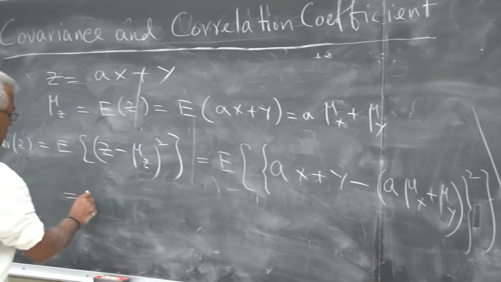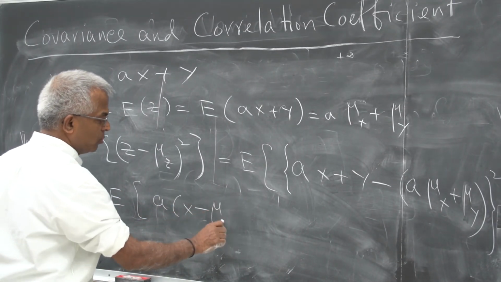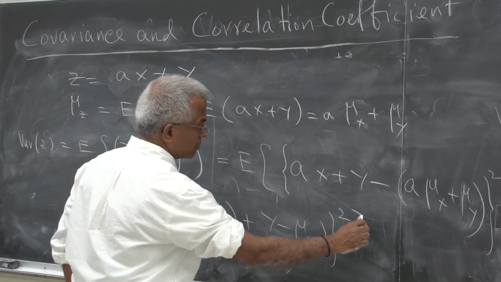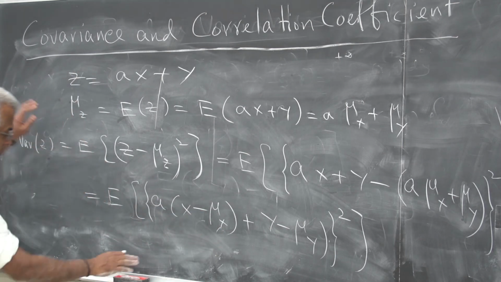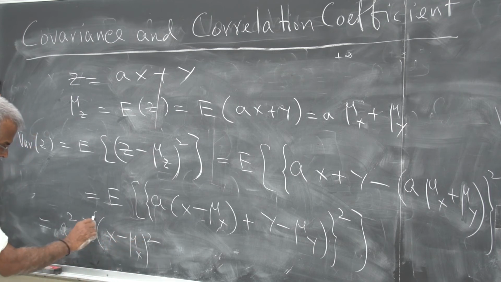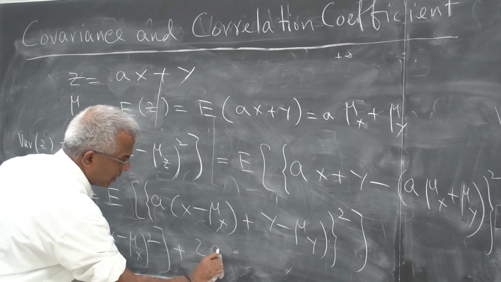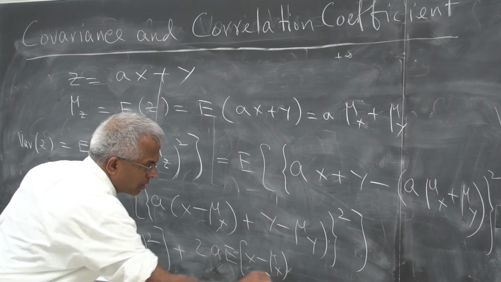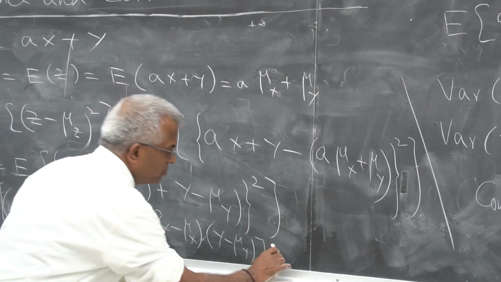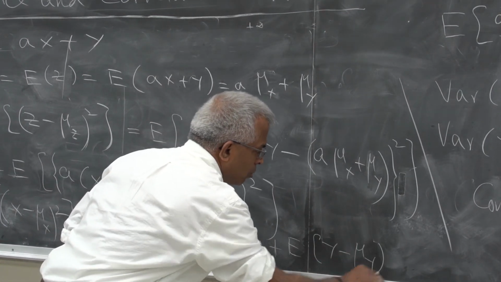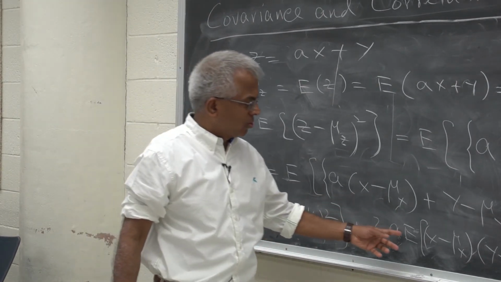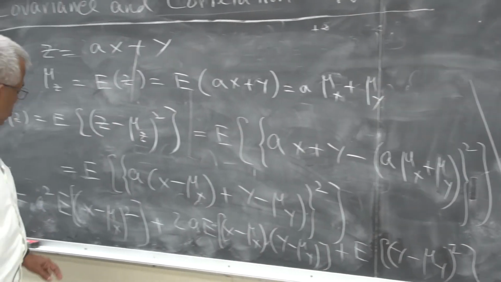We can rewrite this as the expected value of a multiplied by x minus mu x, plus y minus mu y, the whole squared. Let's expand this. You get three terms. The first term is a squared multiplied by the expected value of x minus mu x, the whole squared, plus 2a times the expected value of x minus mu x multiplied by y minus mu y, plus the last term, the expected value of y minus mu y, the whole squared. Notice that the first term is the variance of x, the middle is the covariance between x and y, and the last is the variance of y.